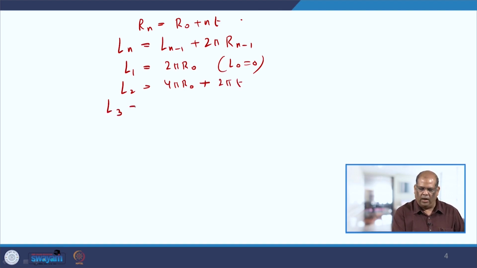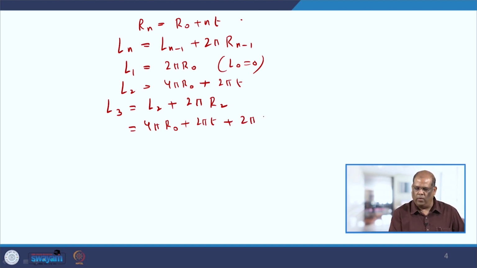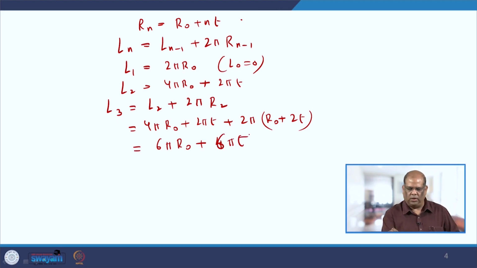Similarly, L3 will be L2 plus 2 pi R2. L2 is 4 pi R0 plus 2 pi t, plus 2 pi times R2, and R2 is R0 plus 2t. So, I get 6 pi R0 plus 6 pi t. Now, let us see the pattern.